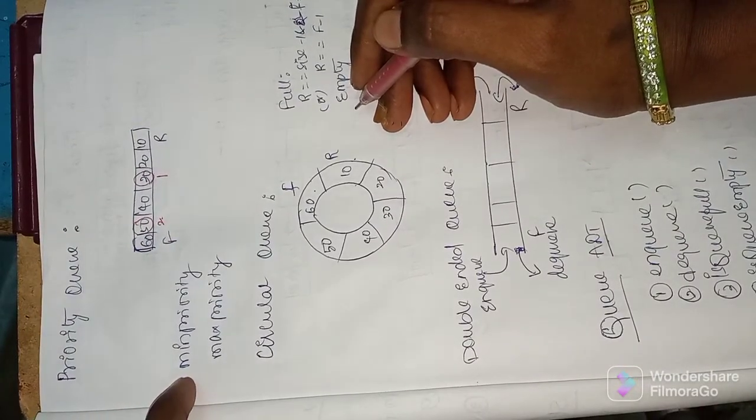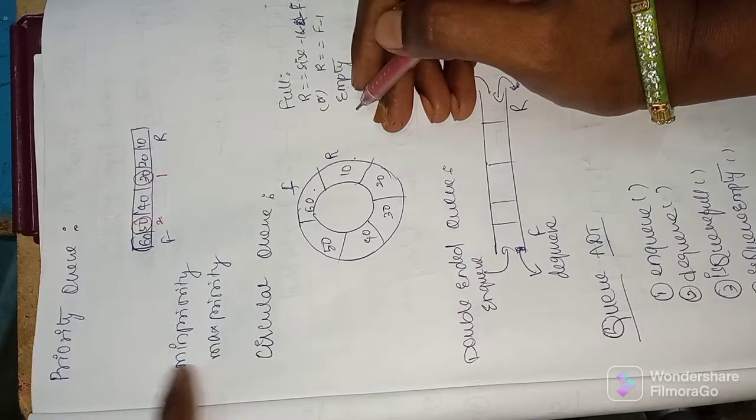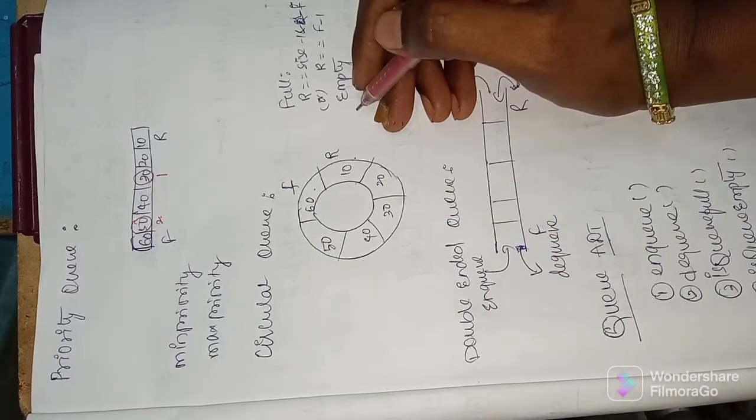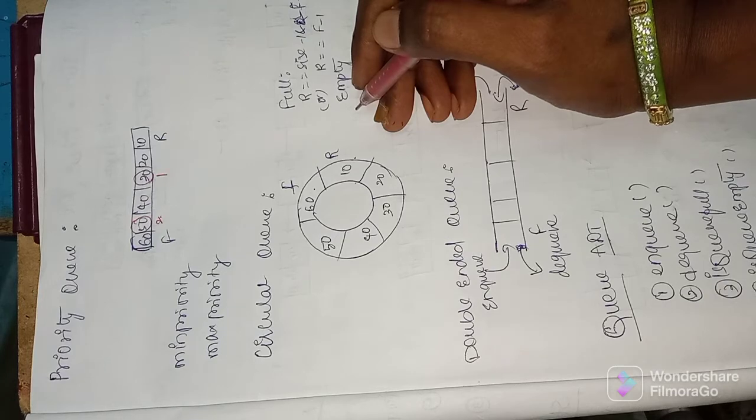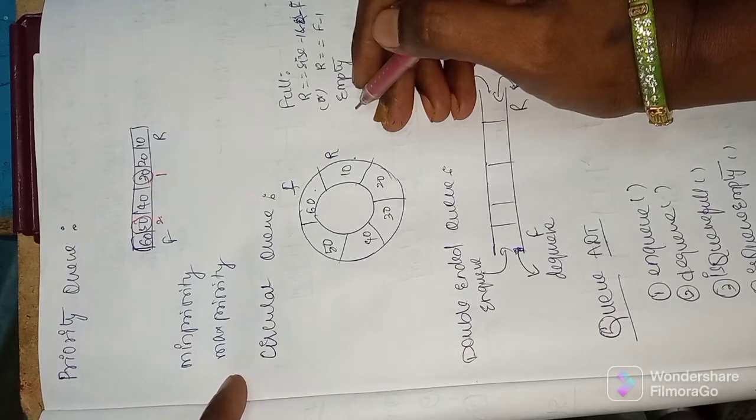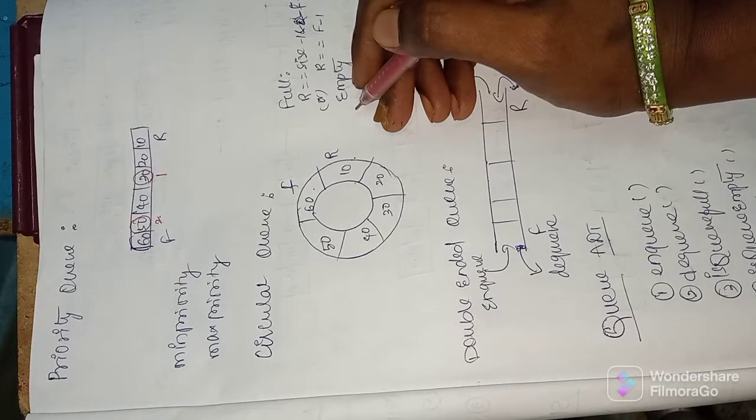Here you have min priority and max priority. If you follow the min priority rule, minimum priority will be given first. If you follow the maximum priority rule, maximum priority will be taken first.